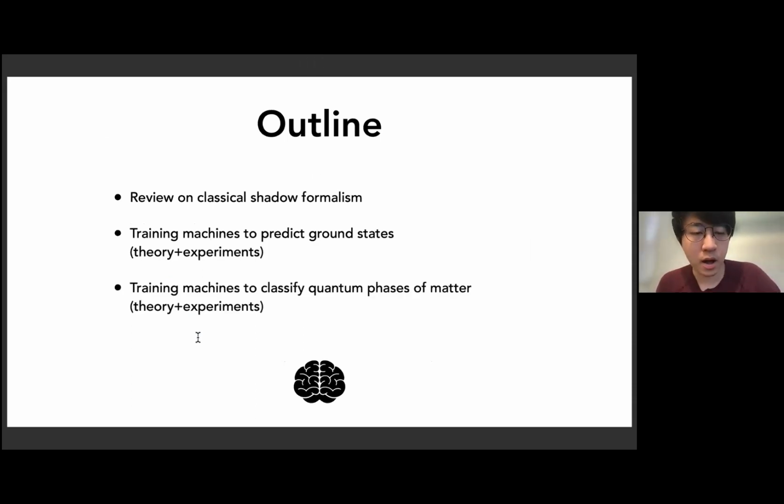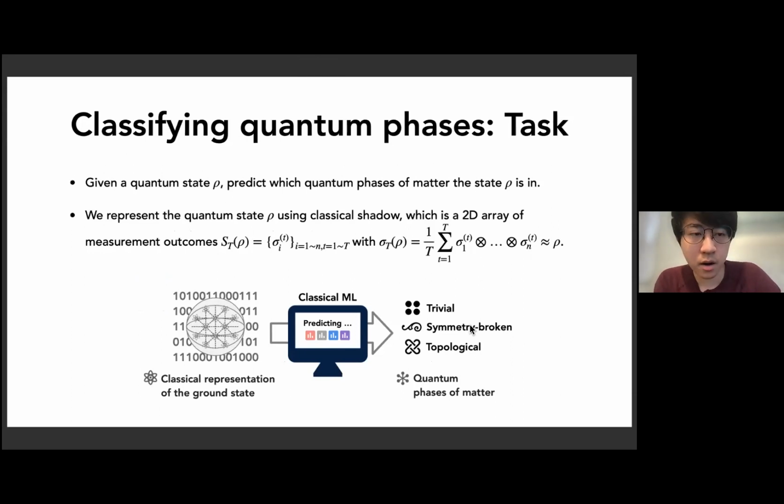In the last part of the talk, we're going to look at training machines to classify quantum phases of matter. The task here is also pretty standard. Given a quantum state rho, we would like to predict which quantum phase of matter the state rho is in. For example, given some classical representation, the classical ML model has to predict whether it's in a trivial phase, a symmetry-broken phase, a topological order phase, or some symmetry-protected topological phase, etc.